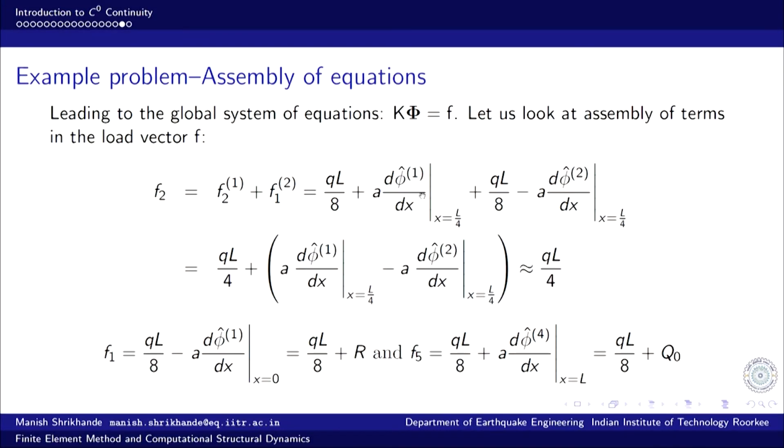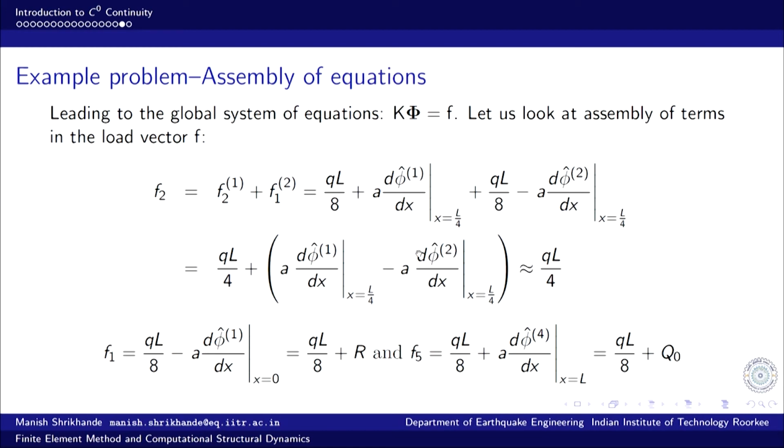So, when we assemble the contribution, obviously these QL by 8, QL by 8 add up and we get QL by 4, and these are added up. So, these are of opposite signs, so obviously they should cancel each other. That is how we consider this opposite sign and they cancel each other out, and the resulting vector is the nodal equivalent of the distributed traction.